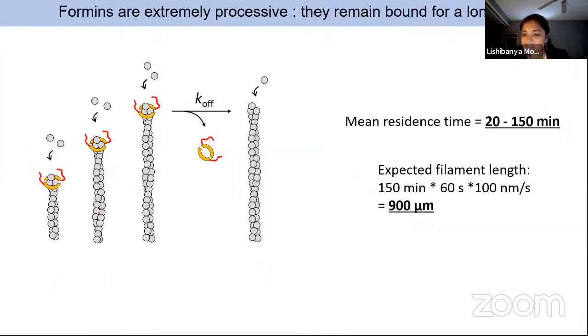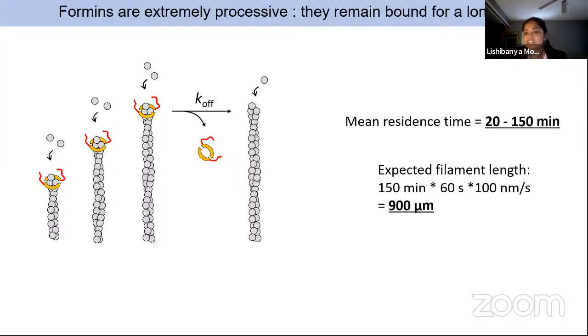Now, the problem with formins is that once they get on the filament, they tend to stay on for a really long time. The mean residence time is about 20 to 150 minutes. So that creates a real conundrum, because if your filament is growing in that time, then you can make actin filaments which are 900 microns in length. That's like saying that I'm in Rochester, New York right now, and I'm a little cell and my filopodia are reaching Shashank all the way in Emory. Now, a cell doesn't want to do that. You don't see that in filopodia.